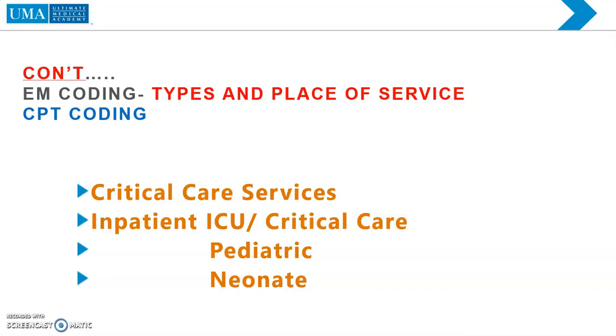So today we start with how to code for types and places of service. There are a lot of types and places of service to code from the E&M section, and we will be focusing on critical care services and inpatient ICU or critical care for the pediatric and the neonate. And there's a difference between the two, and you will see as we follow along.